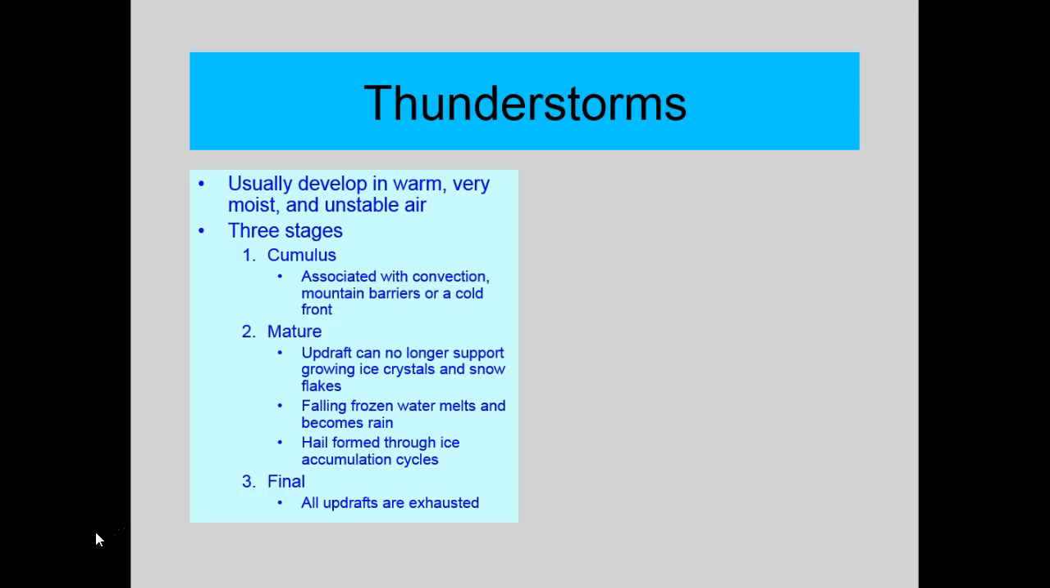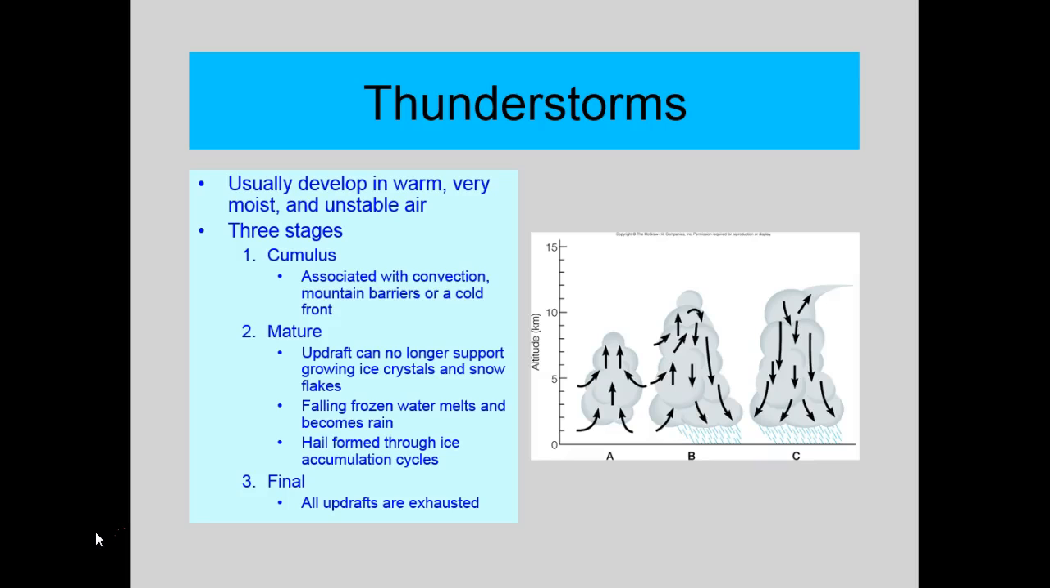Then we have the mature stage. They like that as a middle stage, don't they? The updraft can no longer support, okay, let's get some visuals in here. Here's the cumulus stage. You're updrafting either by convection, the mountain barriers or a cold front, you're sucking air up, and it's just heading upward. You're forming taller and taller cumulus clouds here. That's why they call it cumulus.